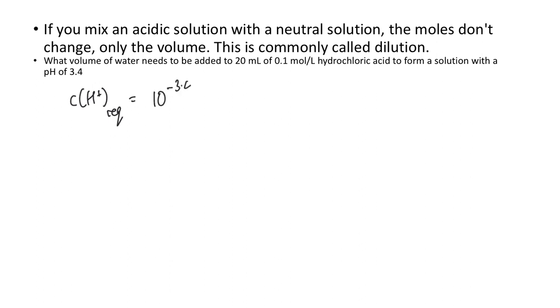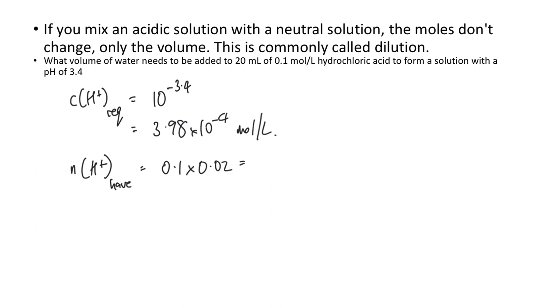So we do 10 to the power of negative 3.4, which happens to be 3.98 times 10 to the negative 4 moles per liter. That's the concentration that we need. Okay, that's the concentration we need to get to. We need to add water to it until we get to that concentration. Right. We also can work out the number of moles of H plus that we have, from the 0.1 times 0.02, which happens to be, again, 2 times 10 to the negative 3 moles. Okay, so that's how much we have from the 20 mils.